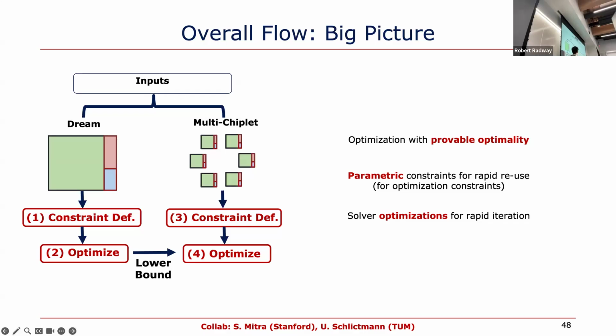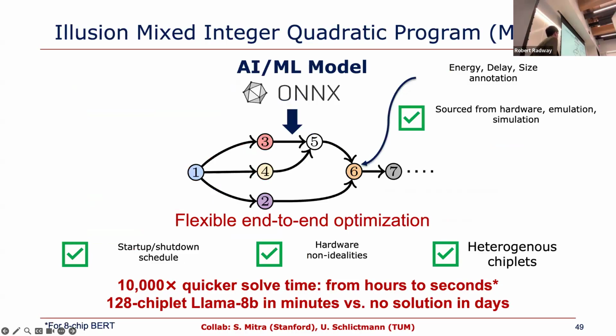And those let us basically create an optimization loop where we can figure out what the ideal multi-chiplet system is that gets as close as possible to this dream chip for a given workload, given architecture, and given memory size and die integration technique. And this ends up being something that's slightly more on the math side.